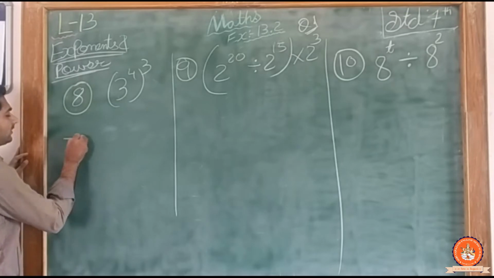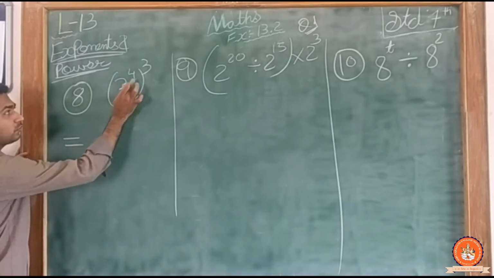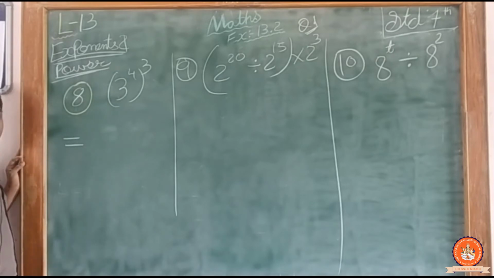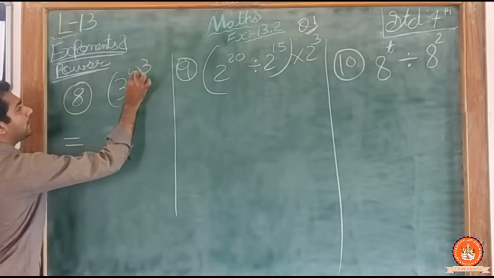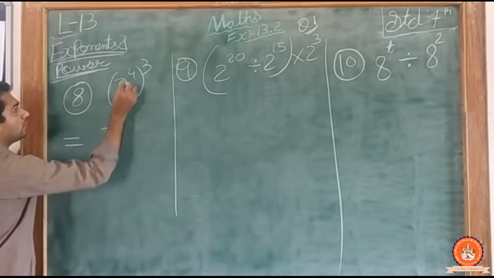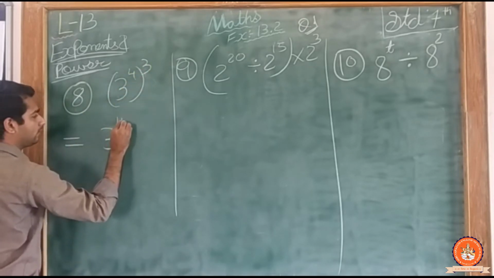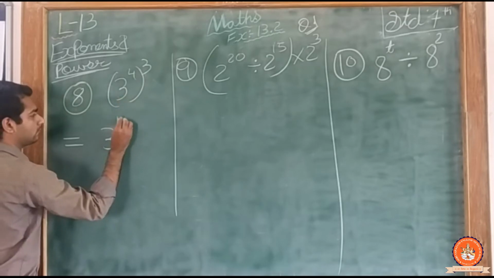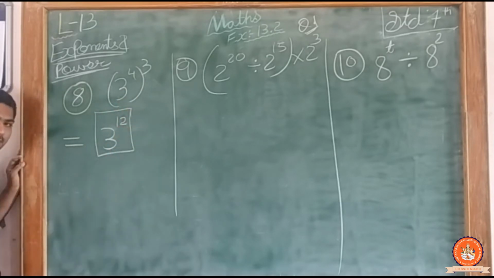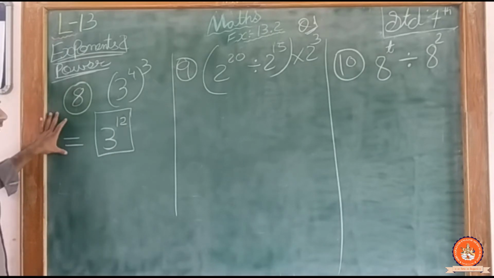Question 8, that is 3 raised to 4 whole raised to 3. What I told you, we will multiply both these powers. So 3 raised to 4 3s are 12. So this is our exponential form, simple form answer for question 8.